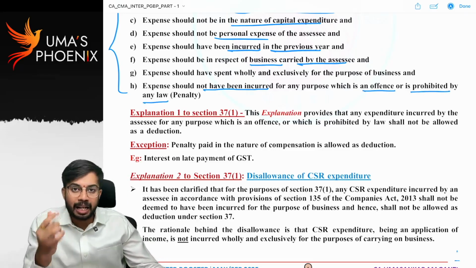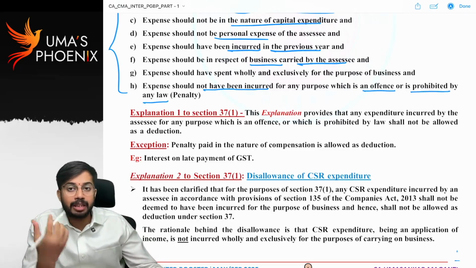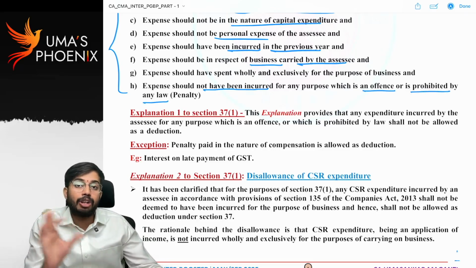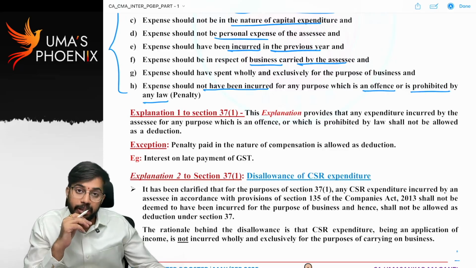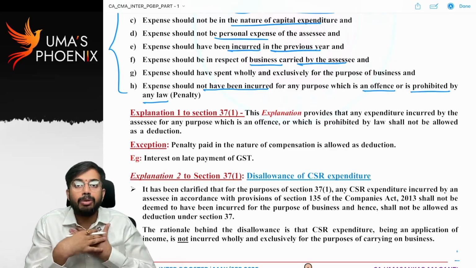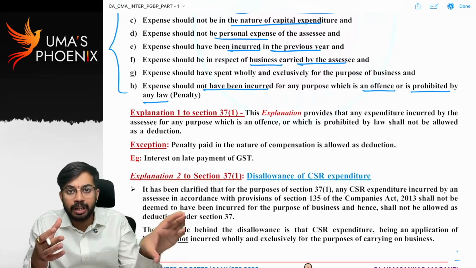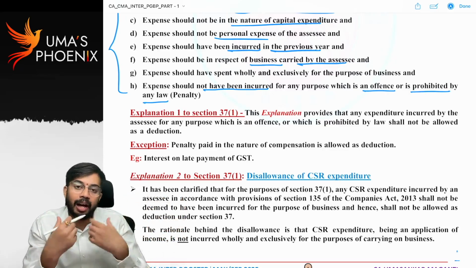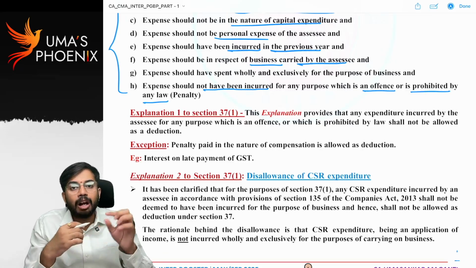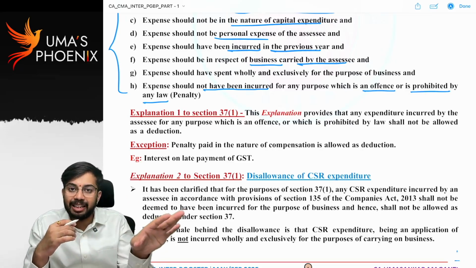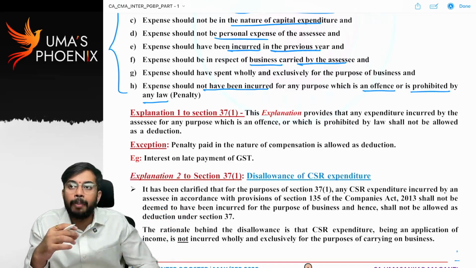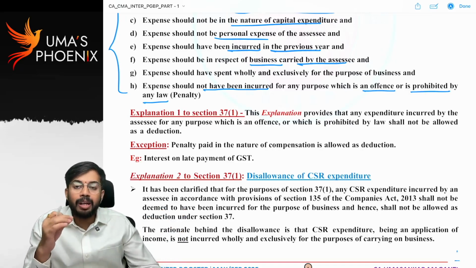See, if any penalty is paid, penalty is also expenditure, but that expenditure is not allowed as deduction under the head PGBP. Let's say I am into transport business. I have 20 lorries. I do transportation work, and for that I earn money. One of the drivers is not having a license. He took the lorry onto the road. Police caught him. Police levied a penalty of 10,000 rupees for that lorry. The employer paid the 10,000 rupees penalty.